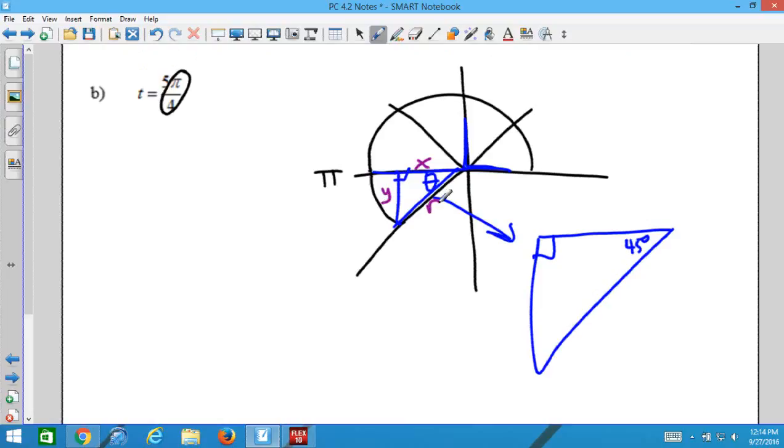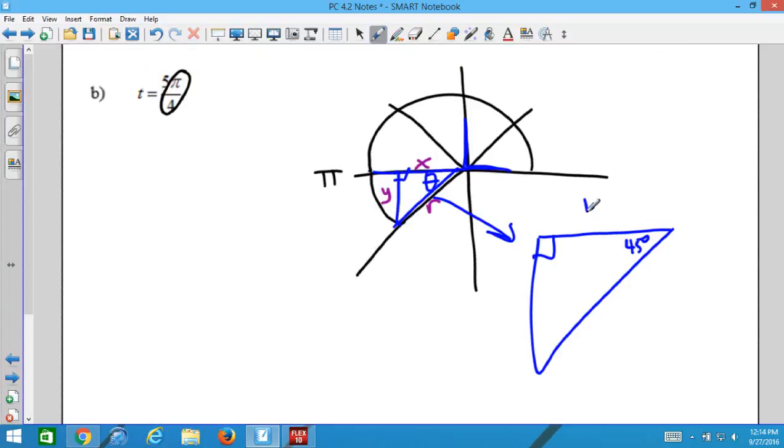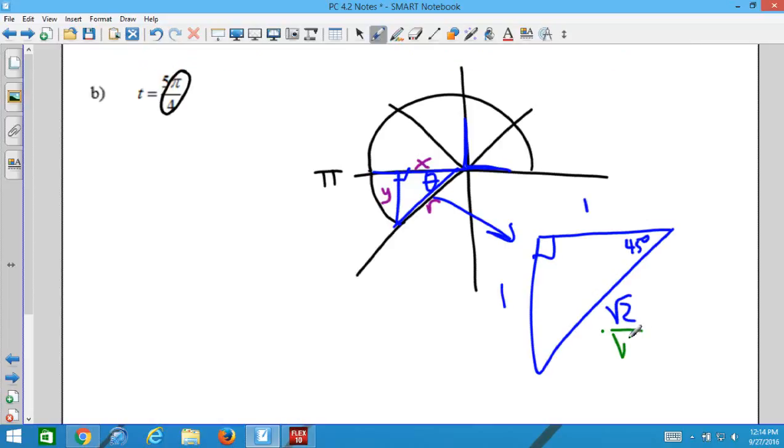Okay. So we're going to plug in these numbers, and we should know our formulas for 45, 45, 90. This one is 1, this one is 1, and then this is square root of 2. But for the unit circle, I need the radius to be 1. So if I divide all of these by square root of 2, then this one is equal to 1.